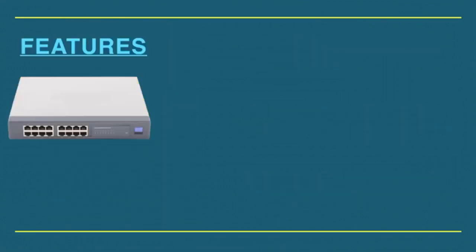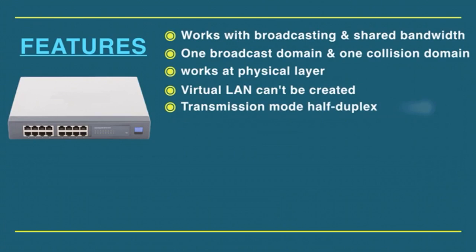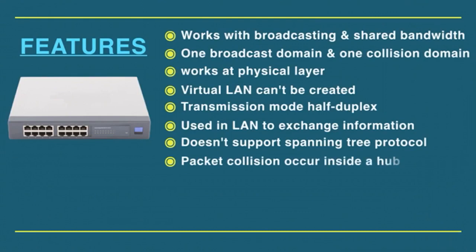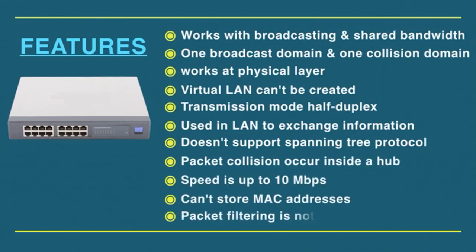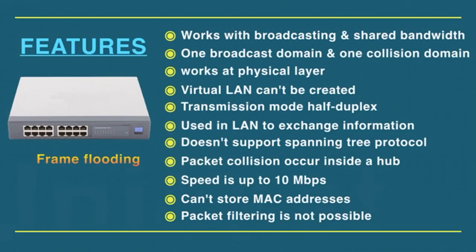Here are some important features of a hub. Works with broadcasting and shared bandwidth. One broadcast domain and one collision domain. Works at physical layer. Virtual LAN cannot be created using a hub. Transmission mode is half duplex. Used in local area network to exchange information. Does not support spanning tree protocol. Packet collisions occur inside a hub. Speed is up to 10 megabits per second. Hub cannot store MAC addresses. Packet filtering is not possible. Hubs perform frame flooding. That can be unicast, multicast or broadcast.